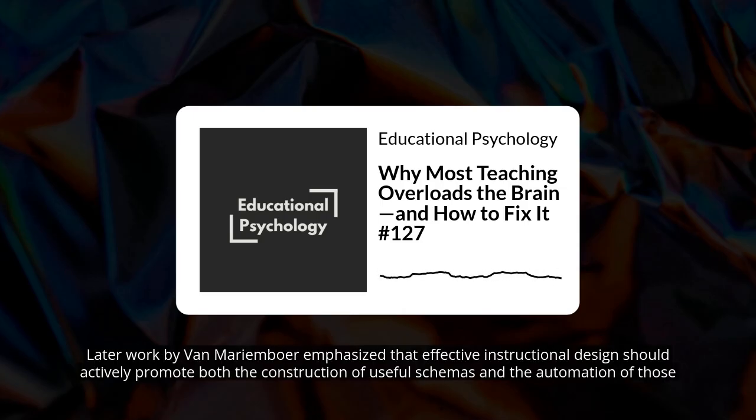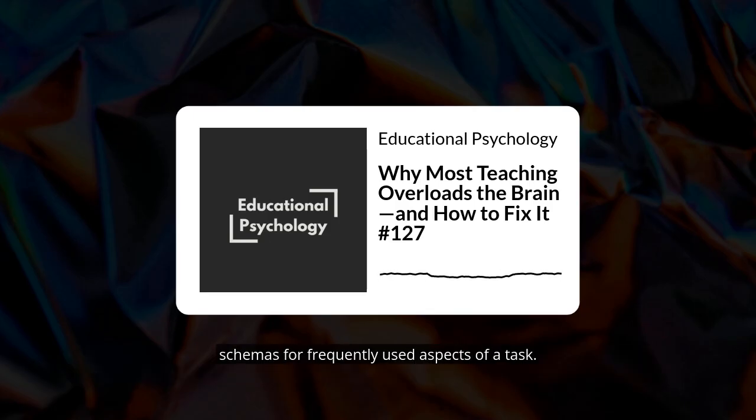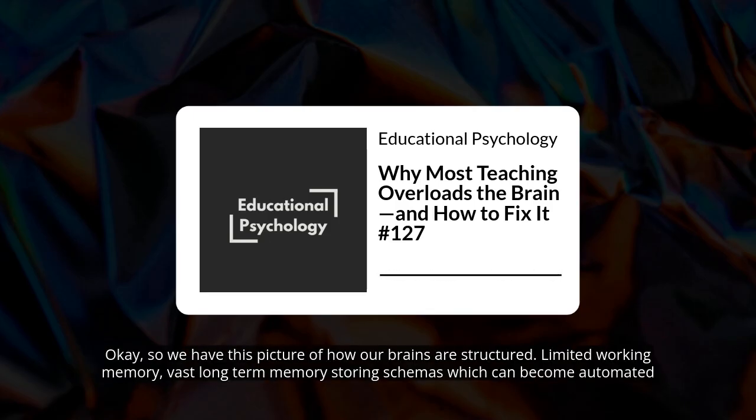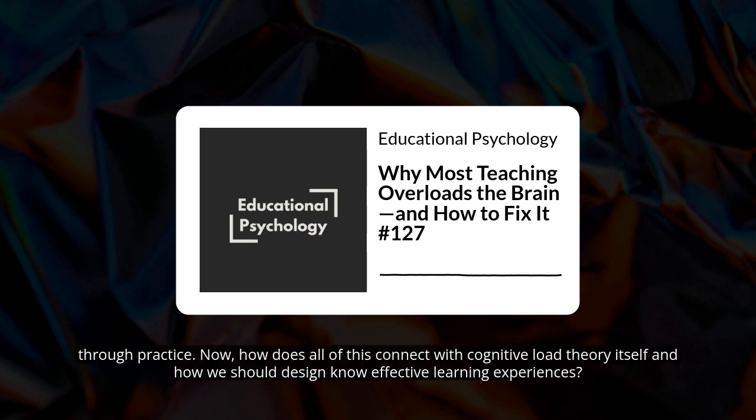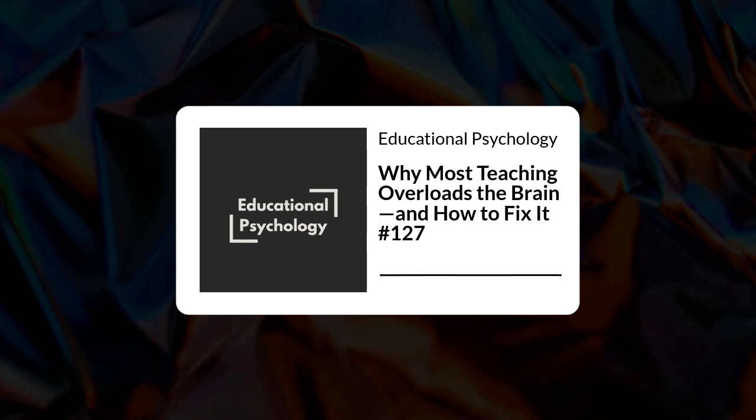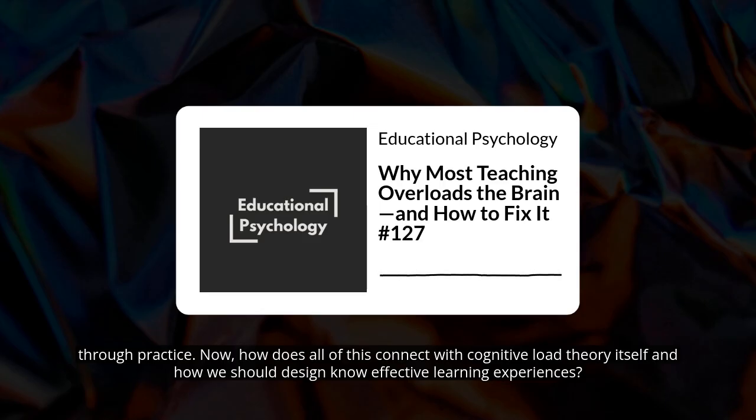Gotcha. Later work by Van Merriënboer emphasized that effective instructional design should actively promote both the construction of useful schemas and the automation of those schemas for frequently used aspects of a task. Okay, so we have this picture of how our brains are structured. Limited working memory, vast long-term memory storing schemas, which can become automated through practice. Now, how does all of this connect with cognitive load theory itself and how we should design effective learning experiences?